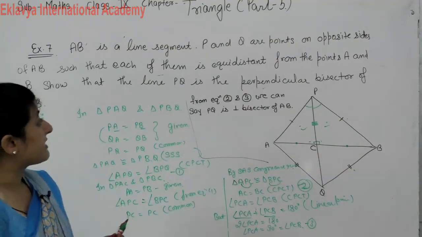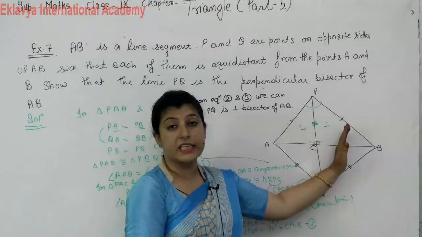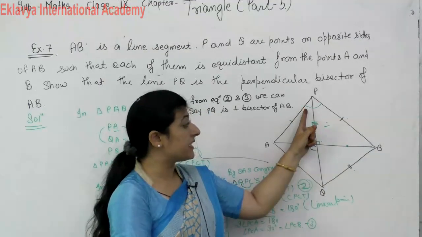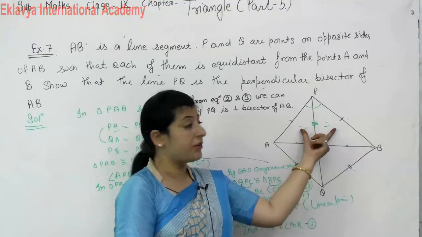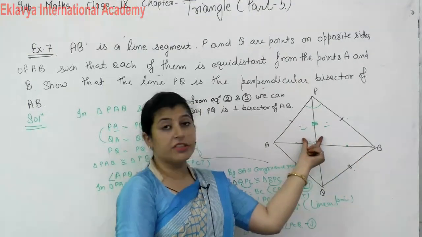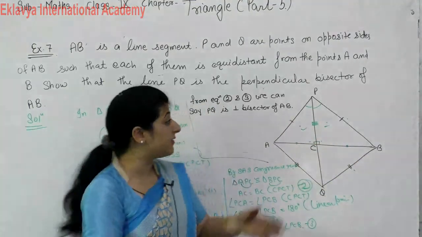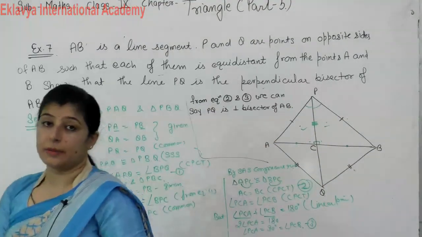This type we will prove it. So AB is the line segment, with P and Q. What we will do? Firstly we prove that these two triangles are congruent. Then by CPCT these two angles are equal. Then we take these two triangles. Then we prove by CPCT AC is equal to BC, and by linear pair we show that this angle is 90 degrees. Then we can say PQ is the perpendicular bisector of AB.